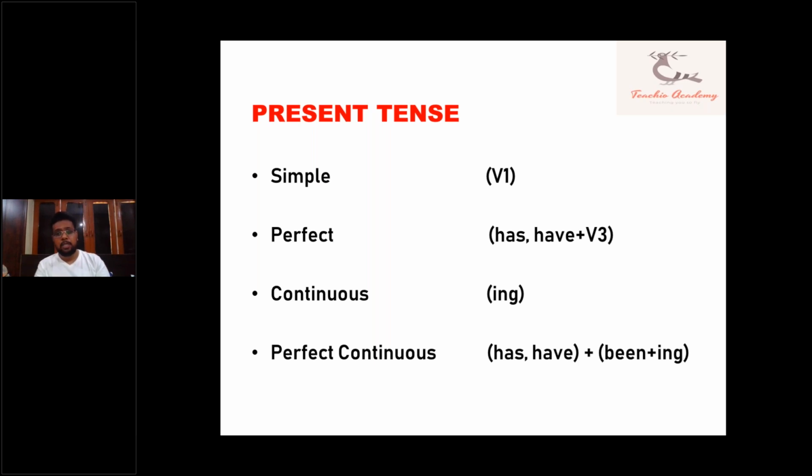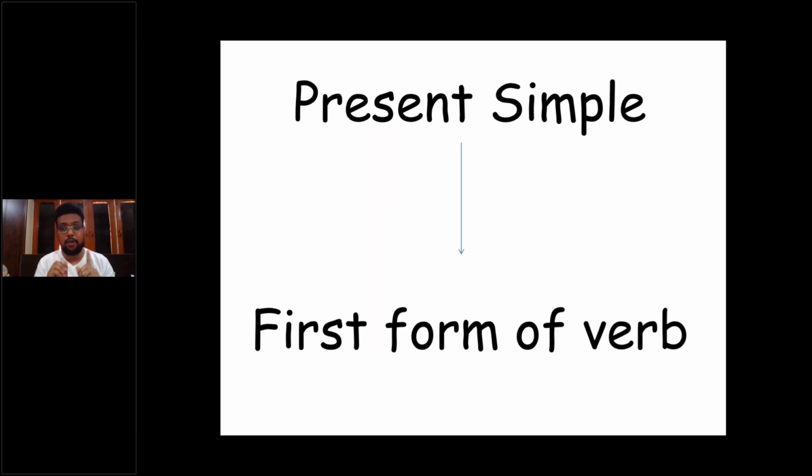How? I have devised a technique through which you would be able to identify immediately what tense it is. If you see the first form of a verb in a sentence, immediately identify the tense as the present simple tense. I repeat once again. If you see the first form of the verb, then it is simple present tense.